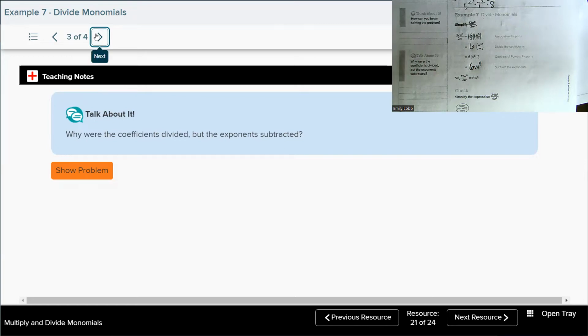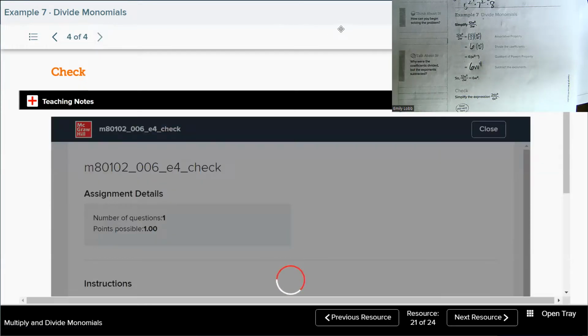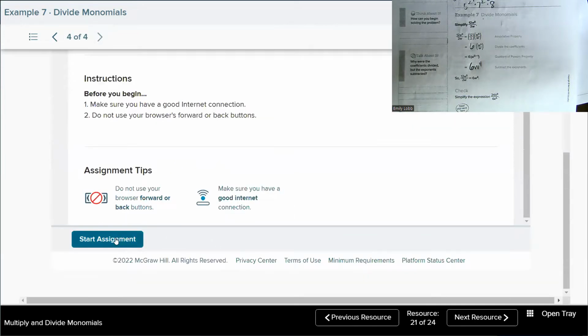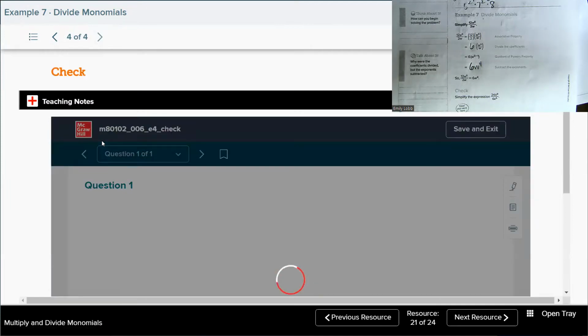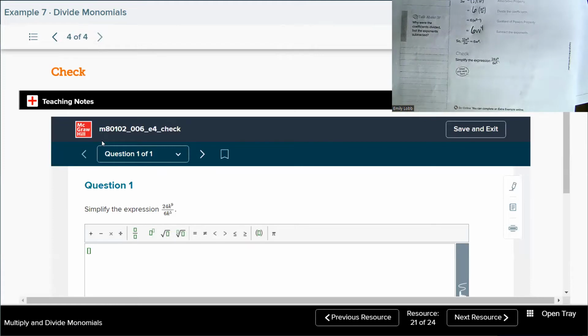Okay, so here's our check. We are doing this check problem in your packet. It says 24k to the 9th divided by 6k to the 5th. So take just a second, make sure you're understanding and completing that check with us.